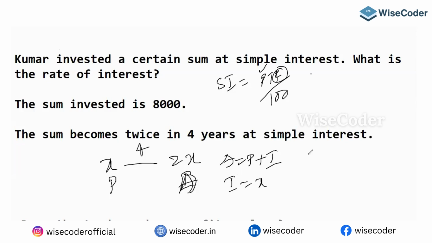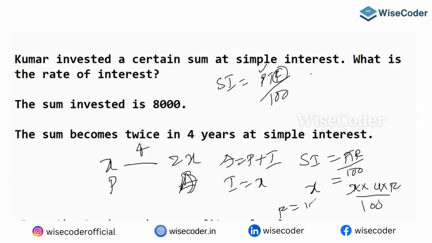X. Guys, what is the simple interest formula? PTR by 100. What is the simple interest according to this question? X. What is the principal? X. What is the time period? 4 years. What is the rate of interest? That I need to figure out. So x and x are going to be cancelled. R is 100 by 4. That will give you 25%. Yes, with 2 alone, I am going to get my answer.